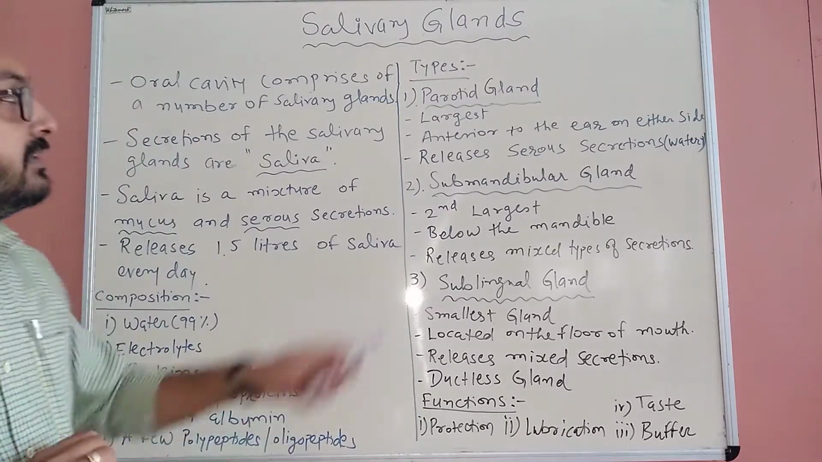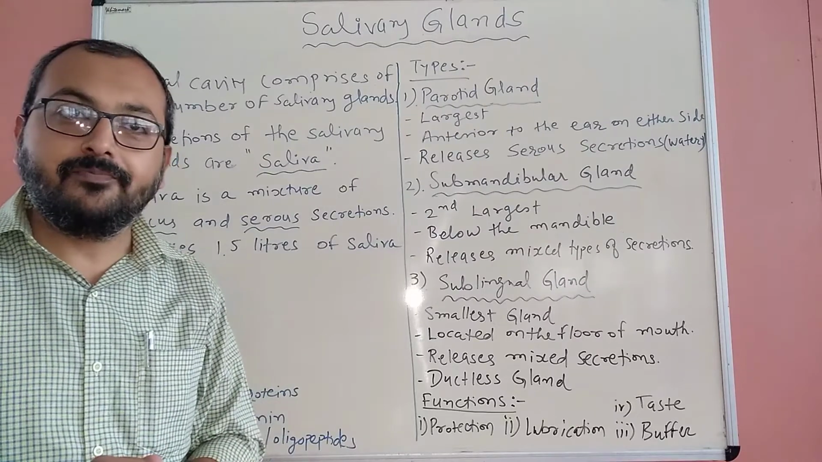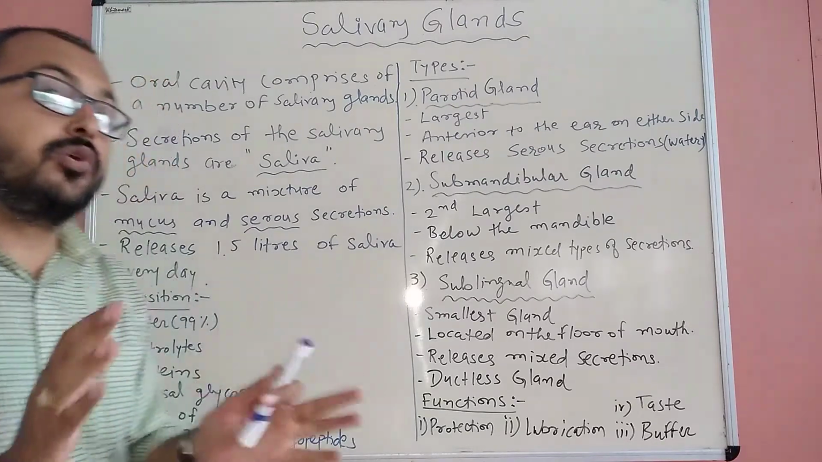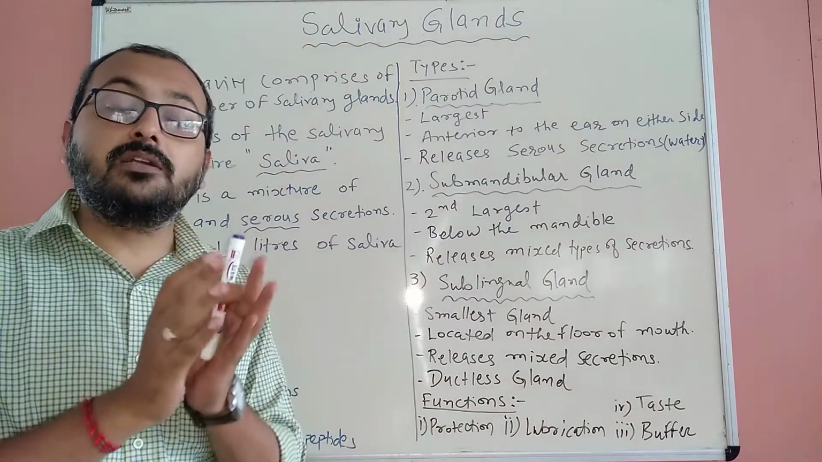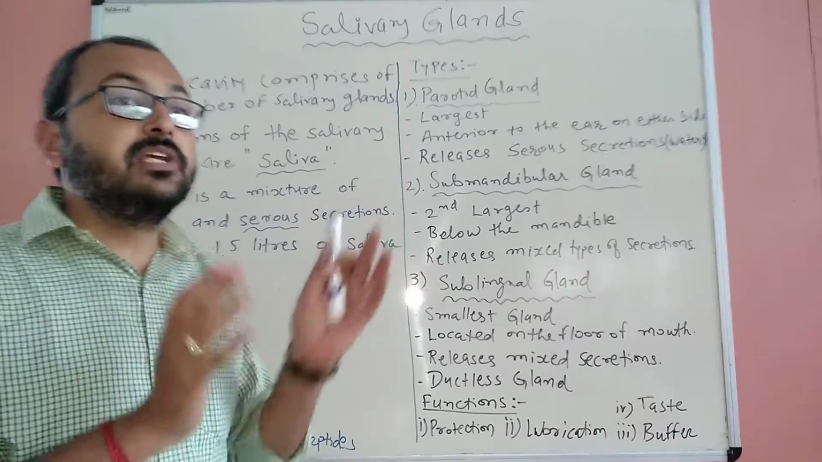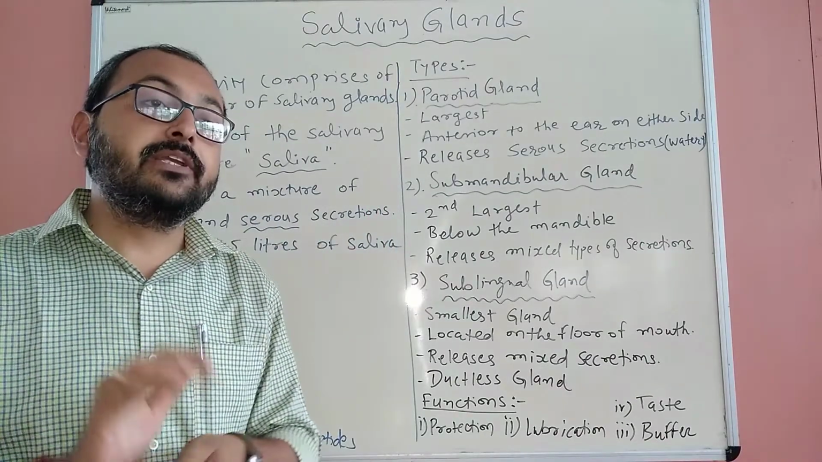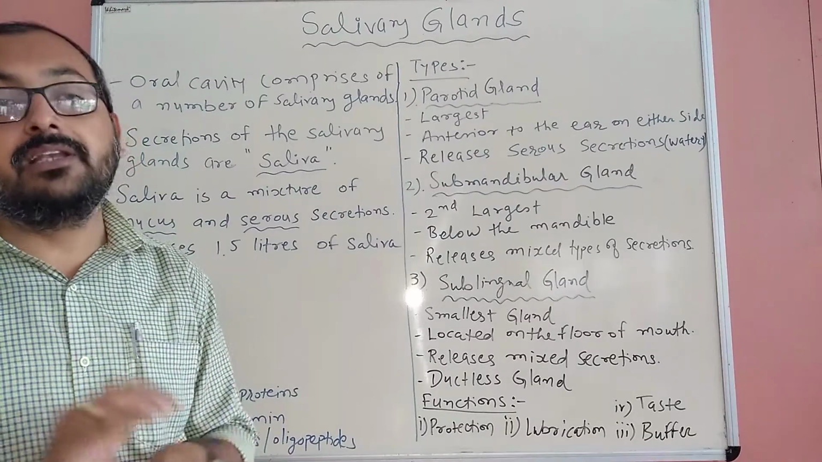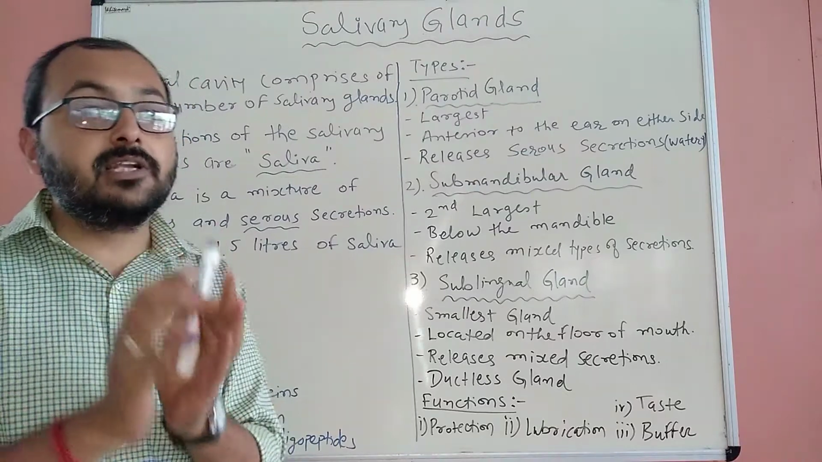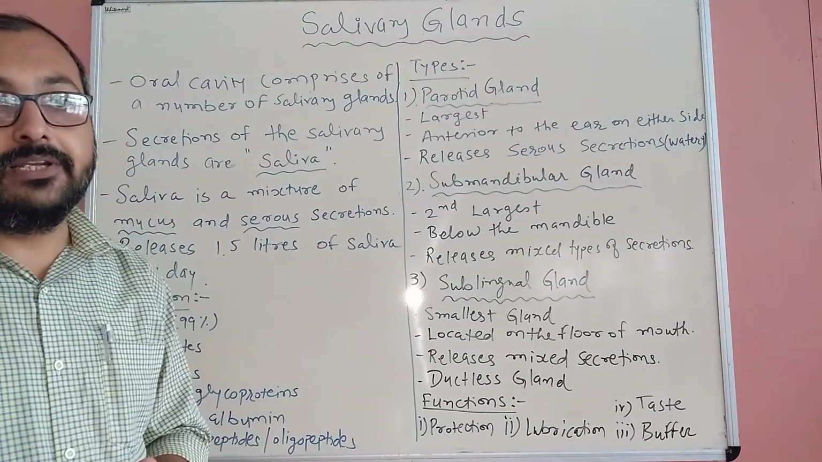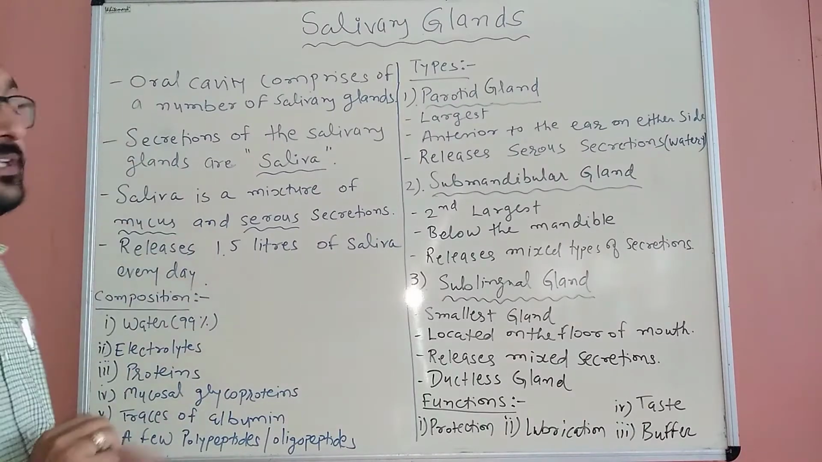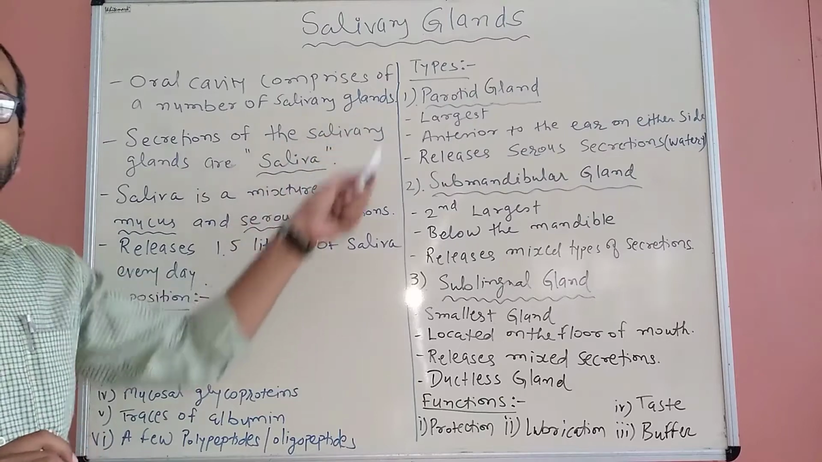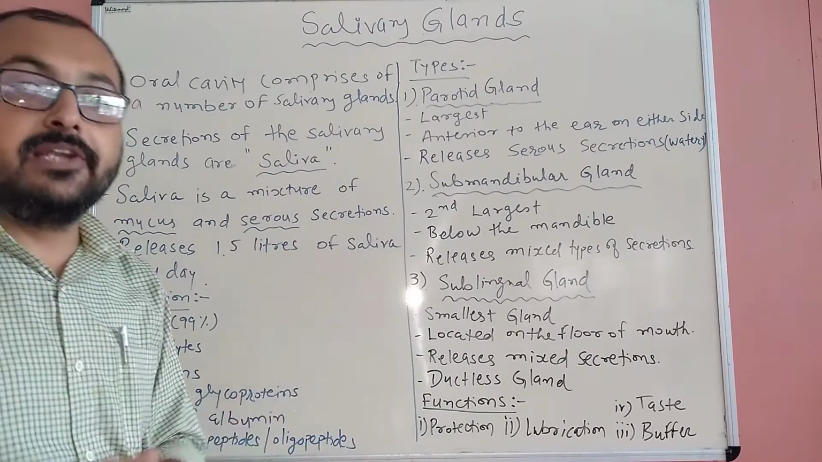Basically, there are three salivary glands present, that is the parotid gland, submandibular gland and sublingual gland. Not only these three, there are more than 600 to 1000 other salivary glands present. We call these three the major salivary glands, while the remaining 600 to 1000 glands are termed minor salivary glands. The oral cavity comprises a number of salivary glands, which we can divide into major and minor.